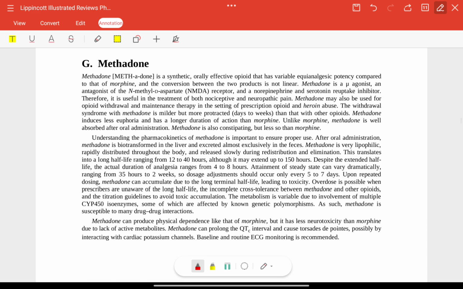Now methadone. Methadone is a synthetic orally effective opioid with equianalgesic potency compared to that of morphine. Methadone may also be used for opioid withdrawal and maintenance therapy in the setting of prescription opioid and heroin abuse. The withdrawal syndrome with methadone is milder but more protracted than that with other opioids. Methadone induces less euphoria and has a longer duration of action than morphine.